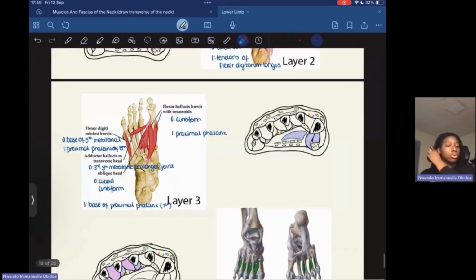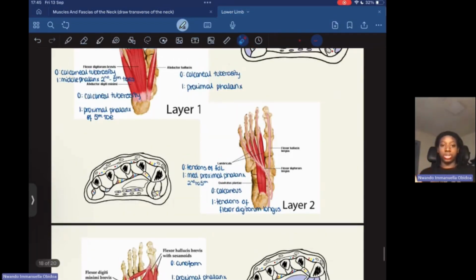All the muscles of the foot are innervated by the tibial nerve, but then the tibial nerve is broken down into your medial and lateral plantar nerves, respectively. So the muscles on the medial side of your foot will be innervated by your medial plantar nerve, and the ones on the lateral aspects will be innervated by the lateral plantar nerve.